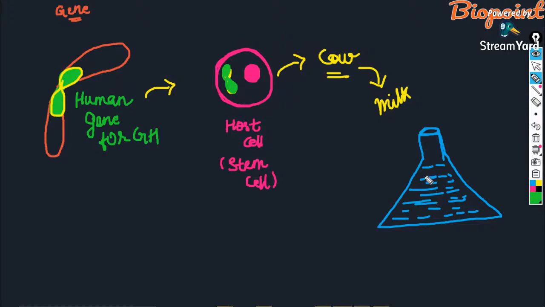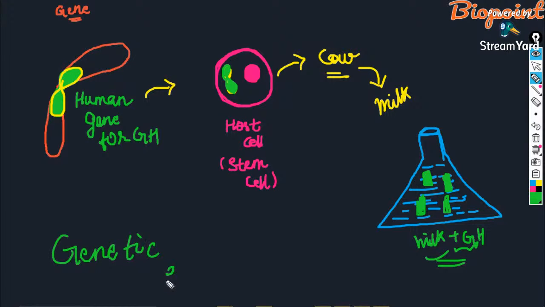So in this final product, that is milk, you will observe certain traces of the human growth hormone also. You will find milk plus the growth hormone of humans will be the final product that we obtain as a result of this. Is it clear for everybody? This is actually what you call genetic engineering.